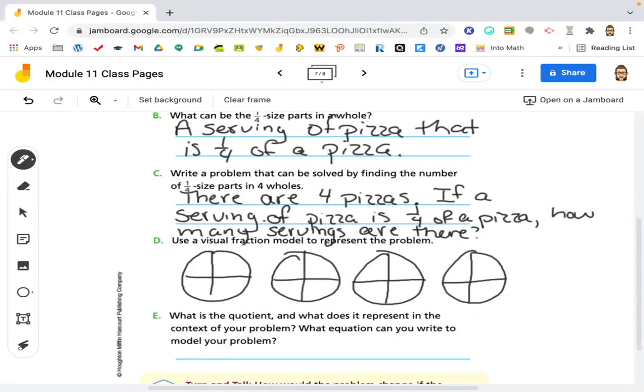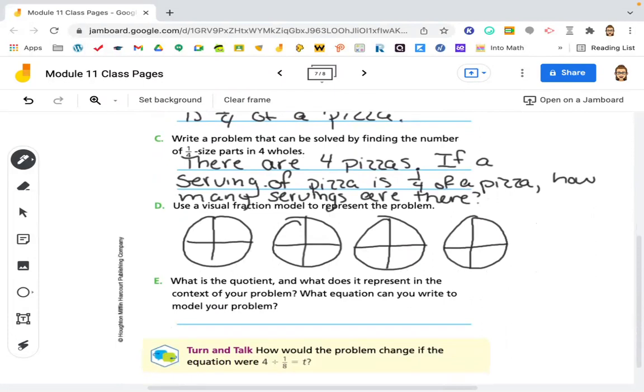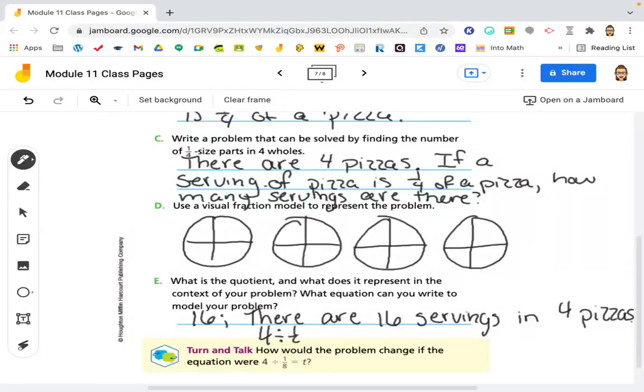This is what is the quotient and what does it represent in the context of your problem? Well, 4 times 4, there's 16. And that represents that there are 16 servings in 4 pizzas. And our equation would be 4 divided by 1/4 equals 16.